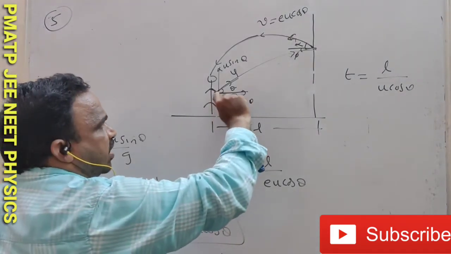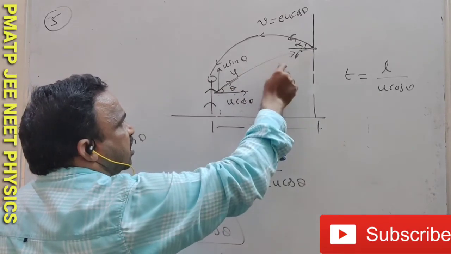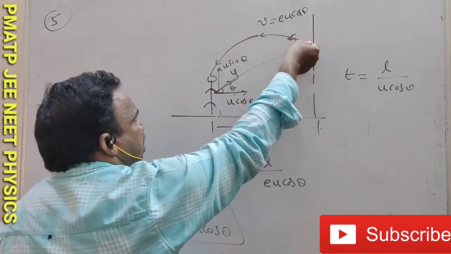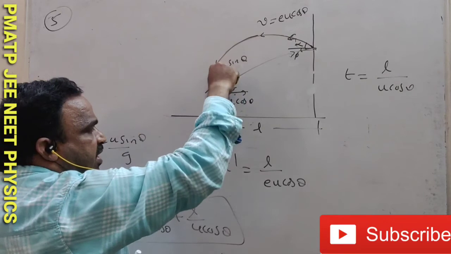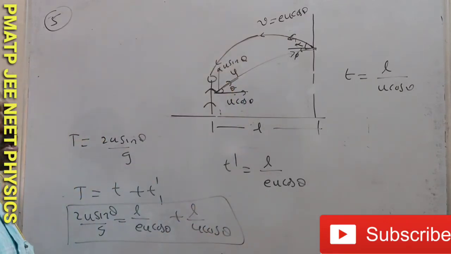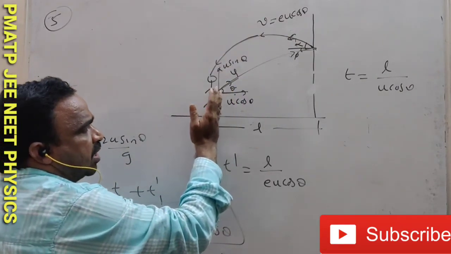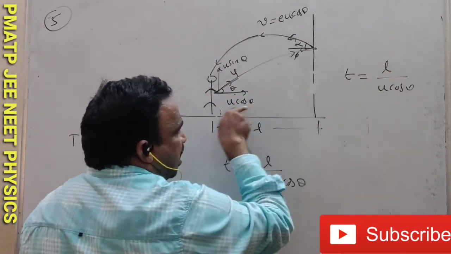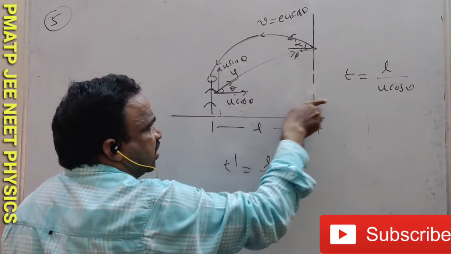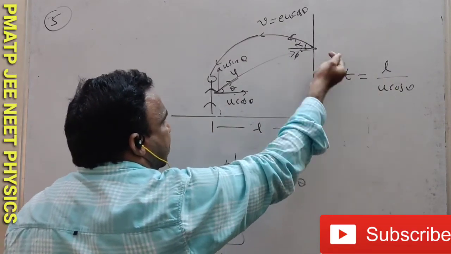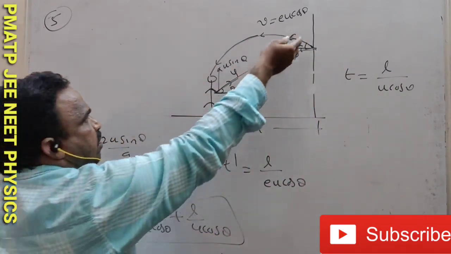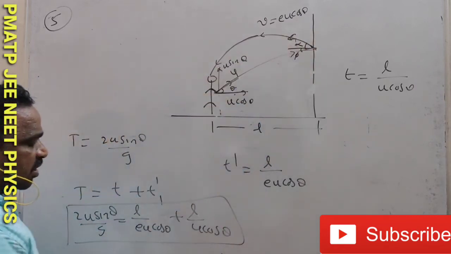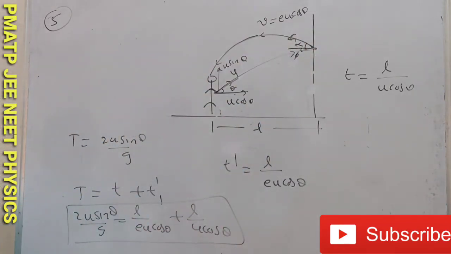So when this boy projects the ball with a certain velocity, after collision it rebounds back and he catches it. What is the time taken? The time taken for the ball to reach the wall is along the horizontal component of velocity u cos theta, so t is equal to L by u cos theta. It bounces back with velocity e u cos theta. The time taken is t dash, and the total time is like this. Like that you can solve problems.